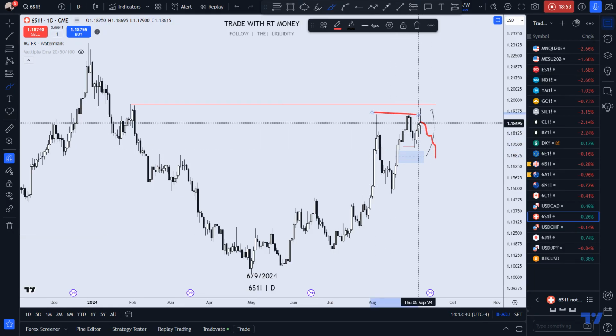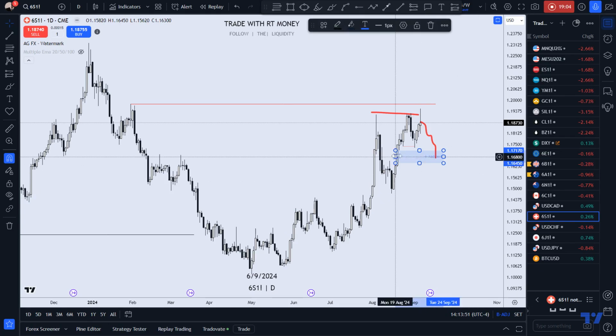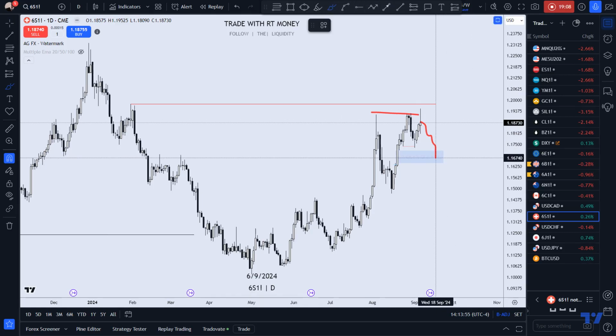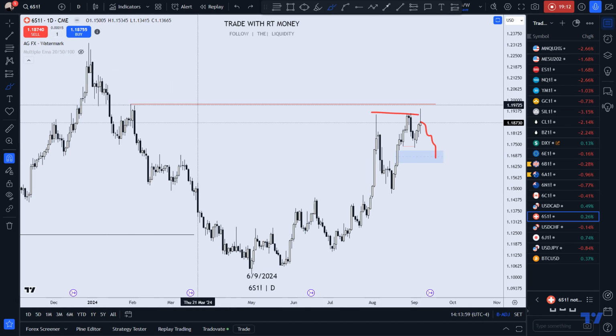I'm looking for price to pull back a little bit to this untapped fair value gap here. Let's get rid of that. This fair value gap here. I'm looking for price to continue higher from there. That's what I'm looking for, so we can finally hit these higher targets.